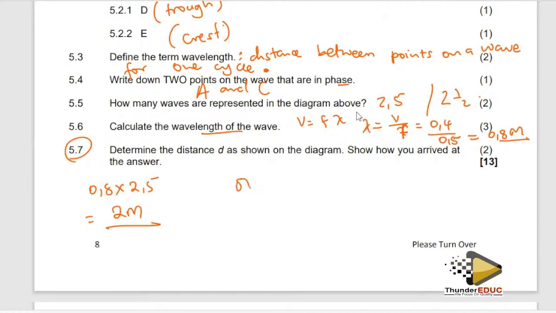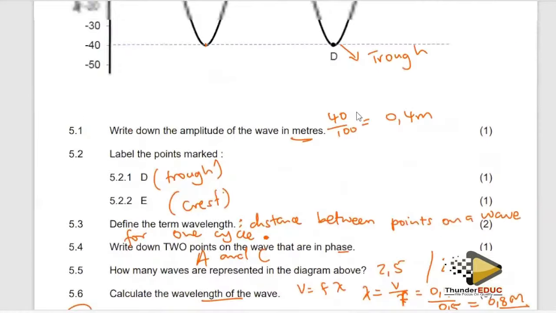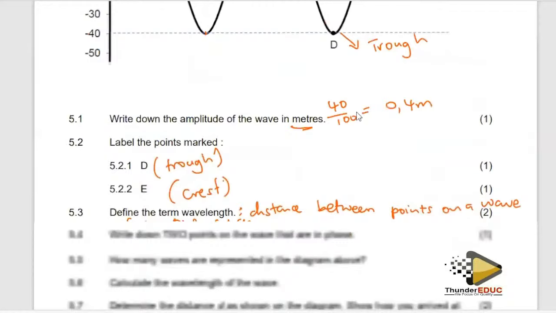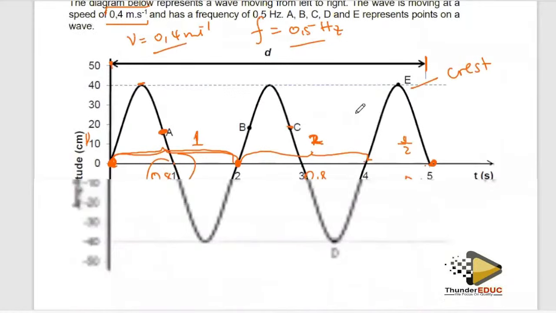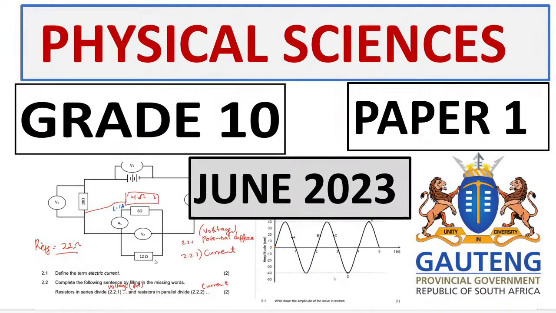Alternatively, someone can look at velocity being the change in displacement over the change in time, or speed is distance over time. We're looking for the distance, so it's going to be the velocity times the time. Our velocity, they told us, was 0.5. Is that true? Was it 0.5 or 0.4? It was 0.4. The velocity was 0.4.